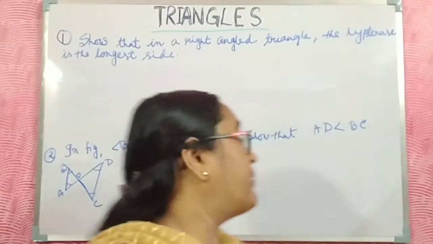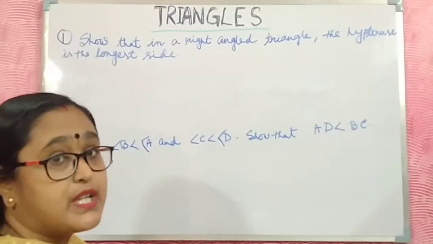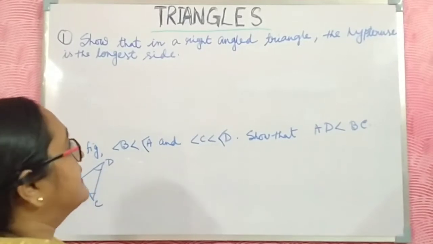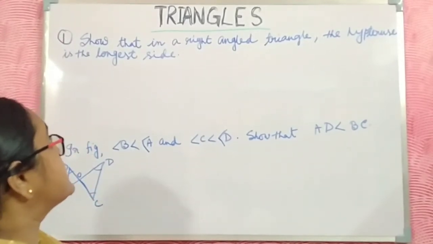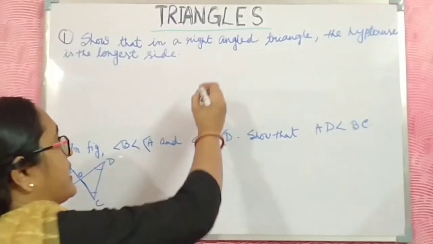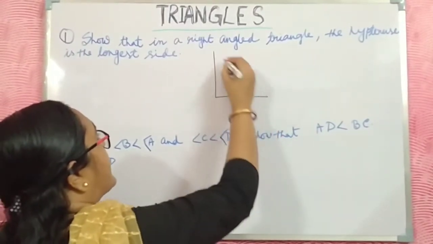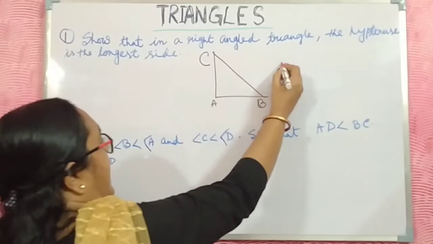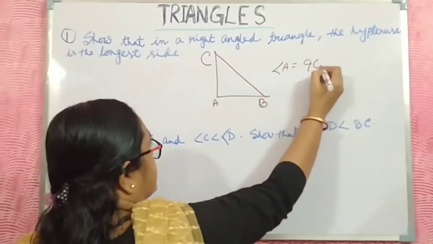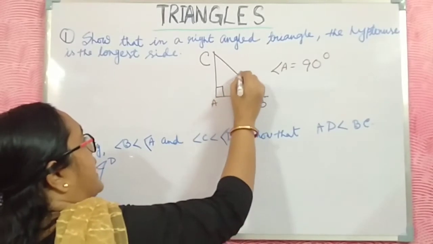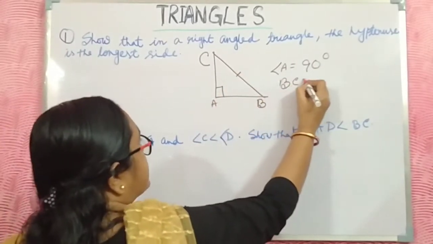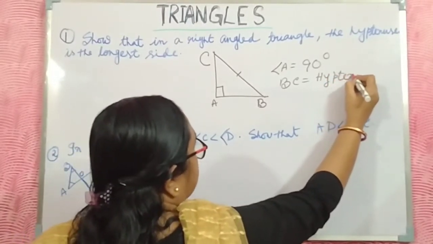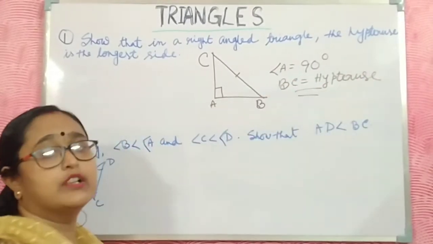Now I will discuss these two sums under triangles. In a right angle triangle, the hypotenuse is the longest side. First of all, we have to draw a right angle triangle. Here is the right angle triangle. Angle A is 90 degrees and the side opposite the 90 degree angle is called the hypotenuse. BC here is the hypotenuse. All of you know the side opposite the right angle is called the hypotenuse.